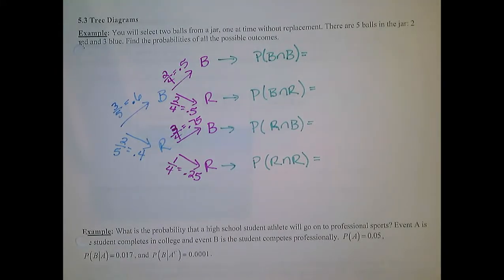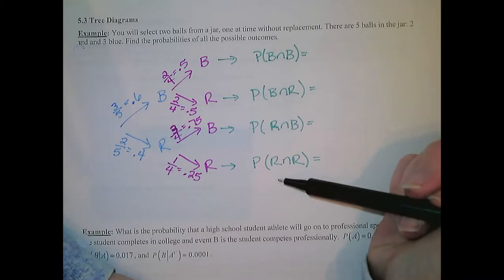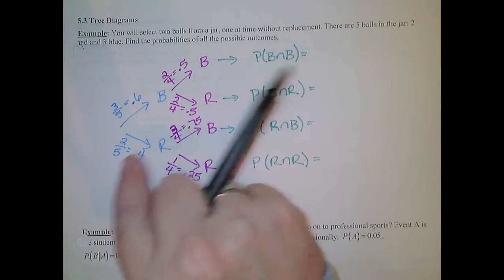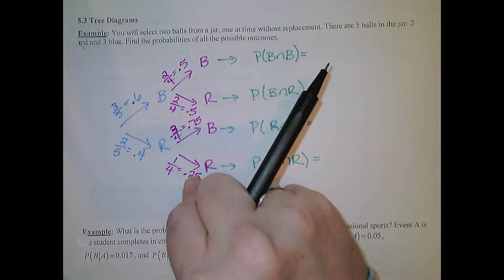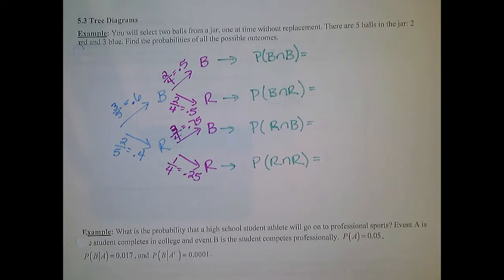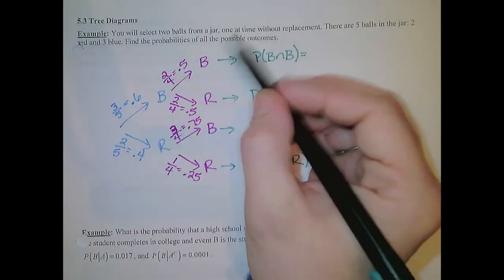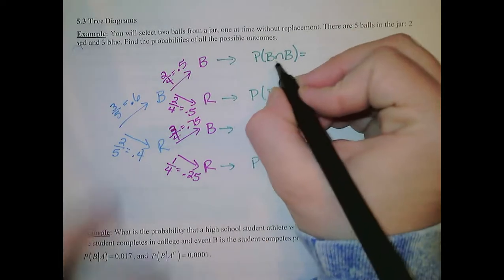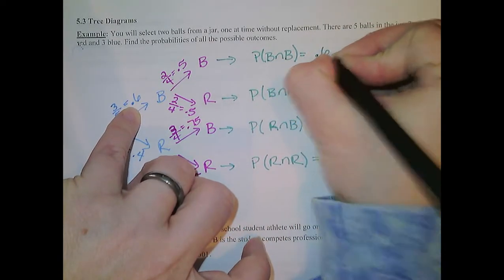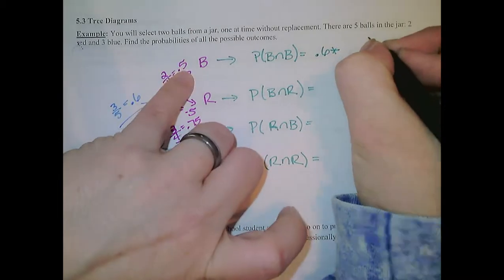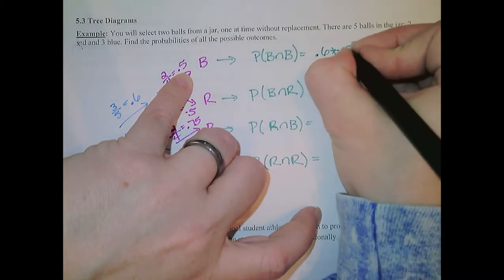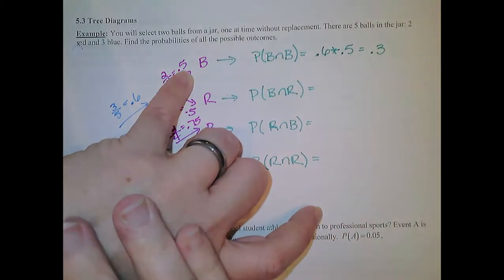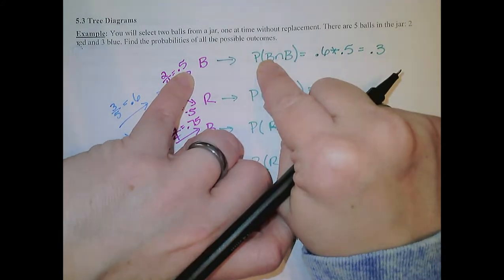Then if I want to calculate the probability of each of these outcomes, a blue and then a blue, a blue and then a red, a red and then a blue, a red and then a red, I can apply the idea of multiplying along the branches. So the probability of getting a blue on the first one is 0.6, times the probability of getting a blue on the second one, which is now 0.5, which gives me a probability of 0.3, or a 30% chance of drawing a blue ball on the first and the second.